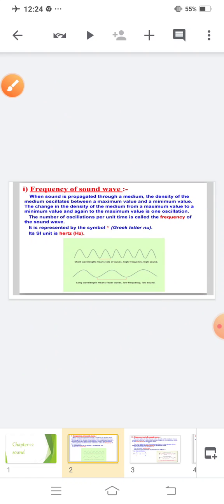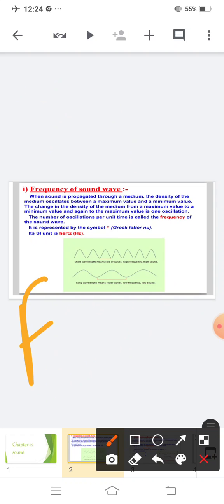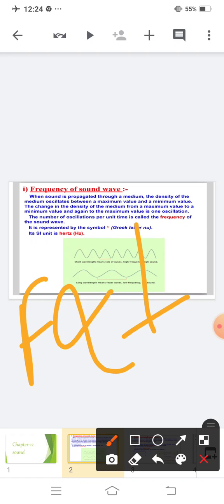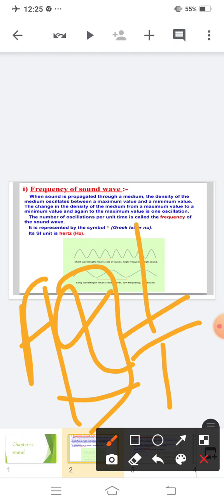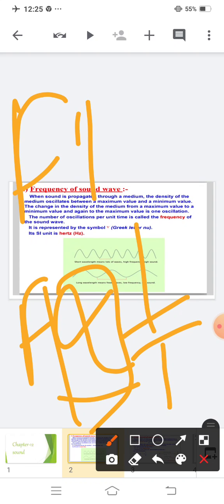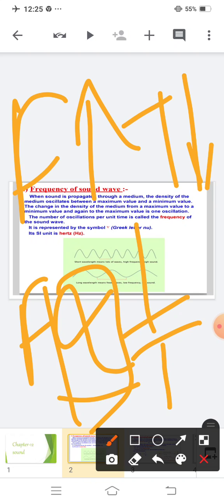Now what is the relationship between frequency and time period? Basically, frequency is inversely proportional to time period. So f is proportional to 1 by T. What do you mean by inversely proportional? I told you that inversely proportional means if your frequency increases, your time period will decrease, and vice versa.